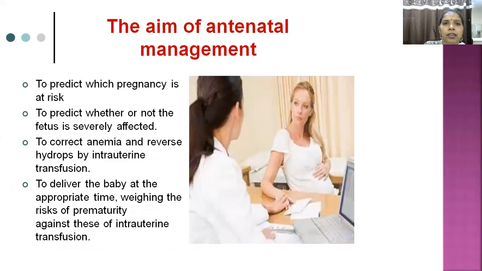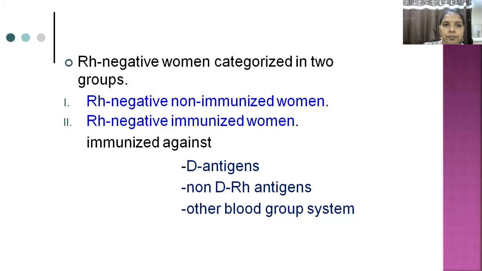Management. The aim of antenatal management is to predict which pregnancy is at risk, to predict whether or not the fetus is severely affected, to correct anemia and reverse hydrops by intrauterine transfusion, and to deliver the baby at the appropriate time, weighing the risks of prematurity against those of intrauterine transfusion.